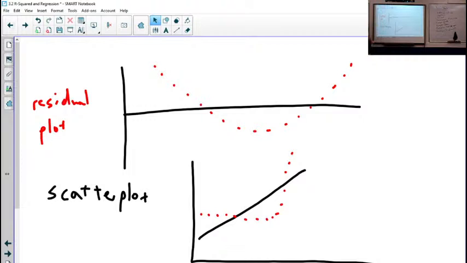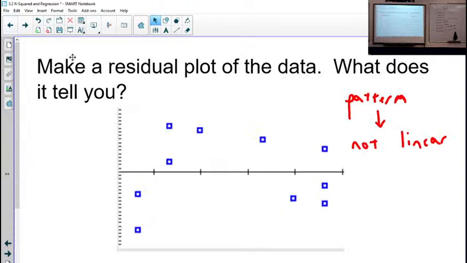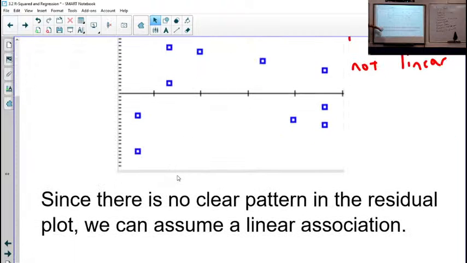And my smartboard's deciding not to cooperate. So since there's no clear pattern in the residual plot, we can assume a linear association.